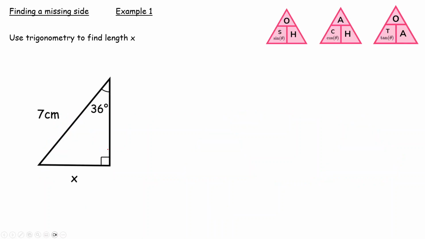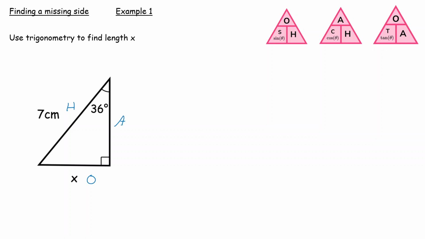Right, so let's get into looking at an example of finding a missing side using trigonometry. So the question says, use trigonometry to find the length x. And the first thing that you must always do with these questions is you label your triangle with regards to the angle. So my angle is here. I've been given the opposite side, which is x here. So let's call that one there O for my opposite side. And then my longest side, opposite the right angle, is my hypotenuse. And the side left over is my adjacent side.